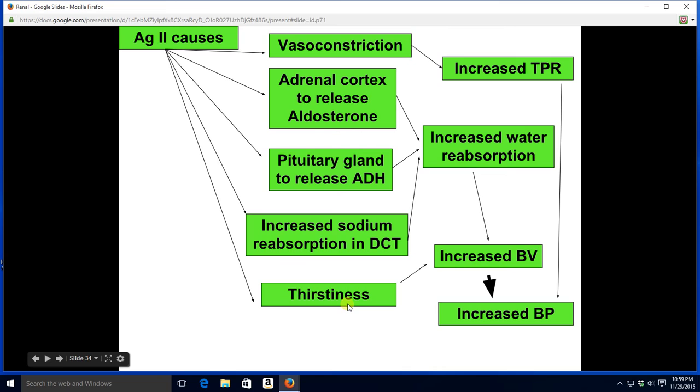The thirstier you are, the more you drink. So you're stealing more water from pee, you're drinking more. That combo yields an increased blood volume, which, of course, corresponds to a rise in blood pressure. Okie dokie.